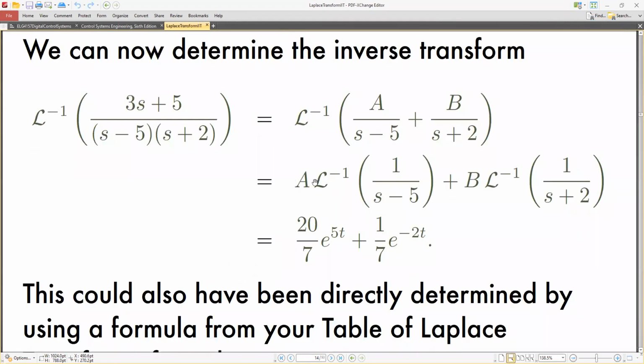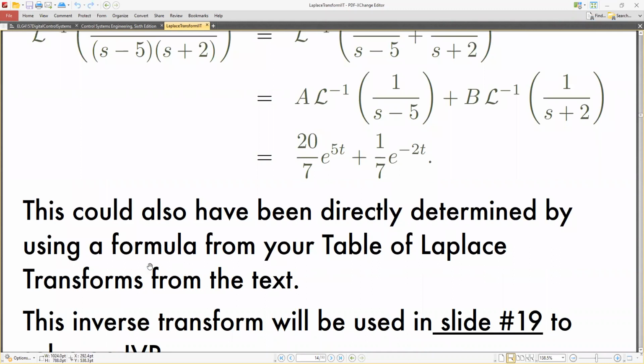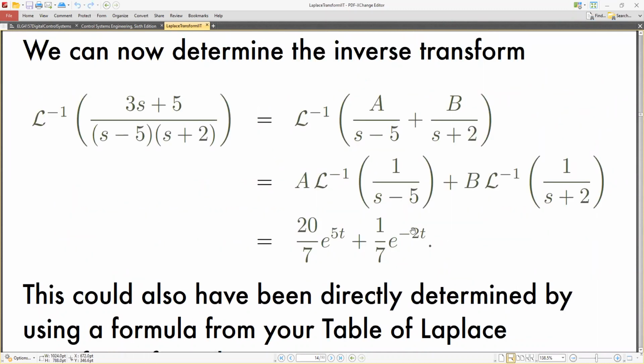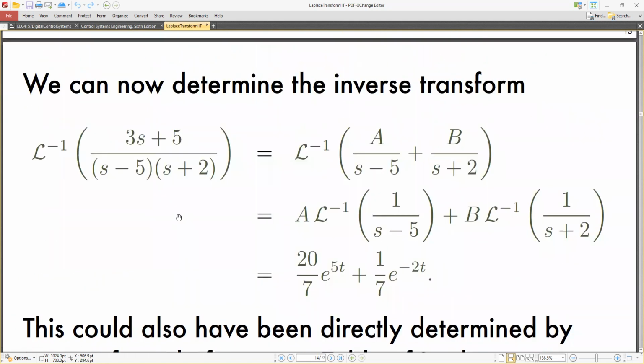And we can now determine the inverse Laplace transform of (3s plus 5) by (s minus 5) into (s plus 2). So just break it like this. Okay, bring out the A and B, then C. Okay, like this. This could also have been directly determined by using a formula from your table of Laplace transforms. So you can find it out from the table also. Okay, which has been given here. So this is another example to find the inverse Laplace transform.